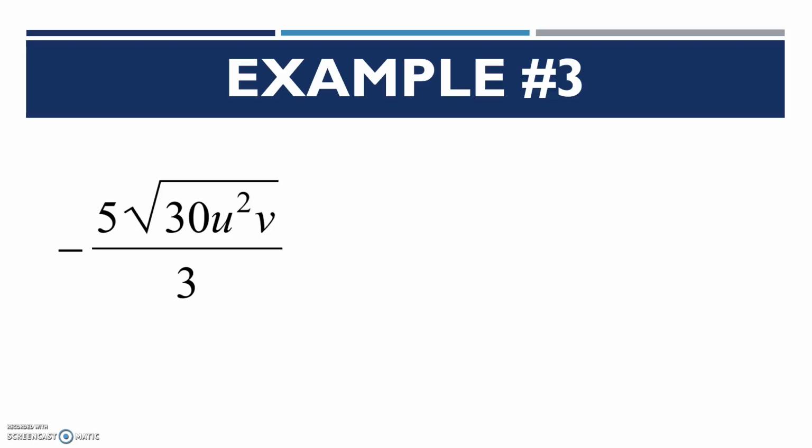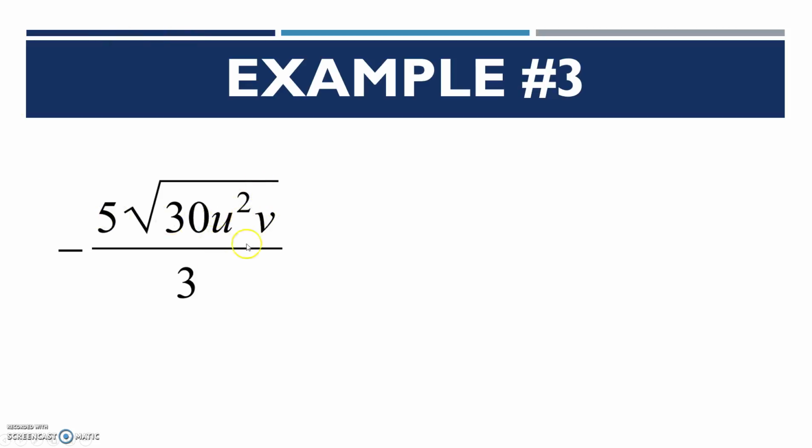Another example here, I have a negative 5 square root 30 u squared v over 3. So I'm taking a look on the inside, and I'm going to simplify anything I can in here. The number 30 has no perfect squares that divide into it. 30 is divisible by 1, 2, 5, 6, and 10. None of those numbers are perfect squares. So I'm going to move on and look at my variables.